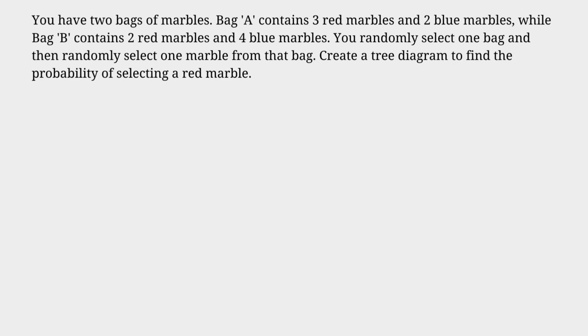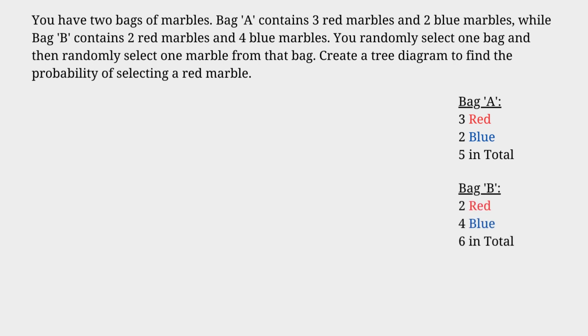I like to start off with writing down what is given. Bag A has 3 red, 2 blue, and 5 balls in total. Bag B has 2 red, 4 blue, and 6 balls in total. We can start off our tree diagram by showing that either bag, A or B, can be chosen at random. So we know that both bags have a 50% chance of being chosen, or you can say a half.